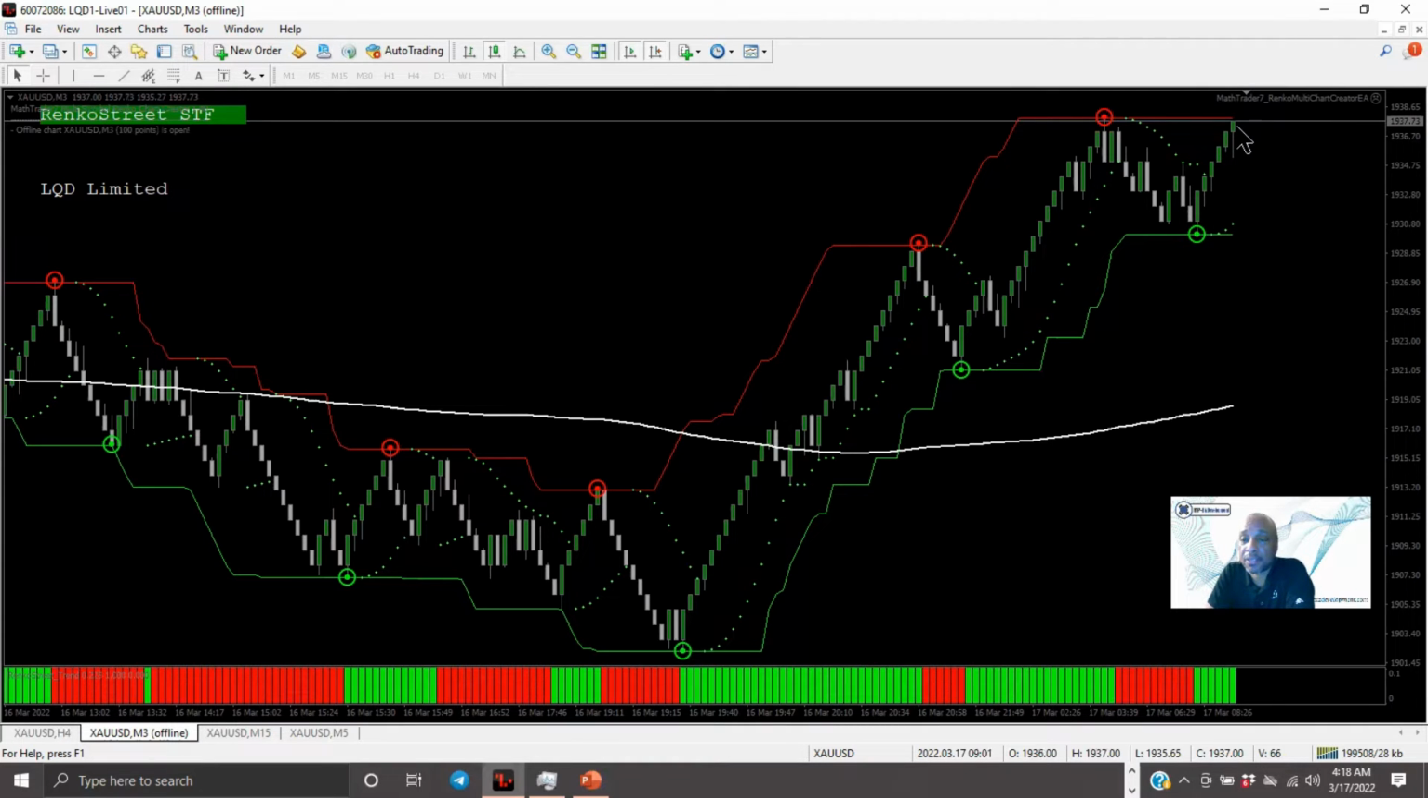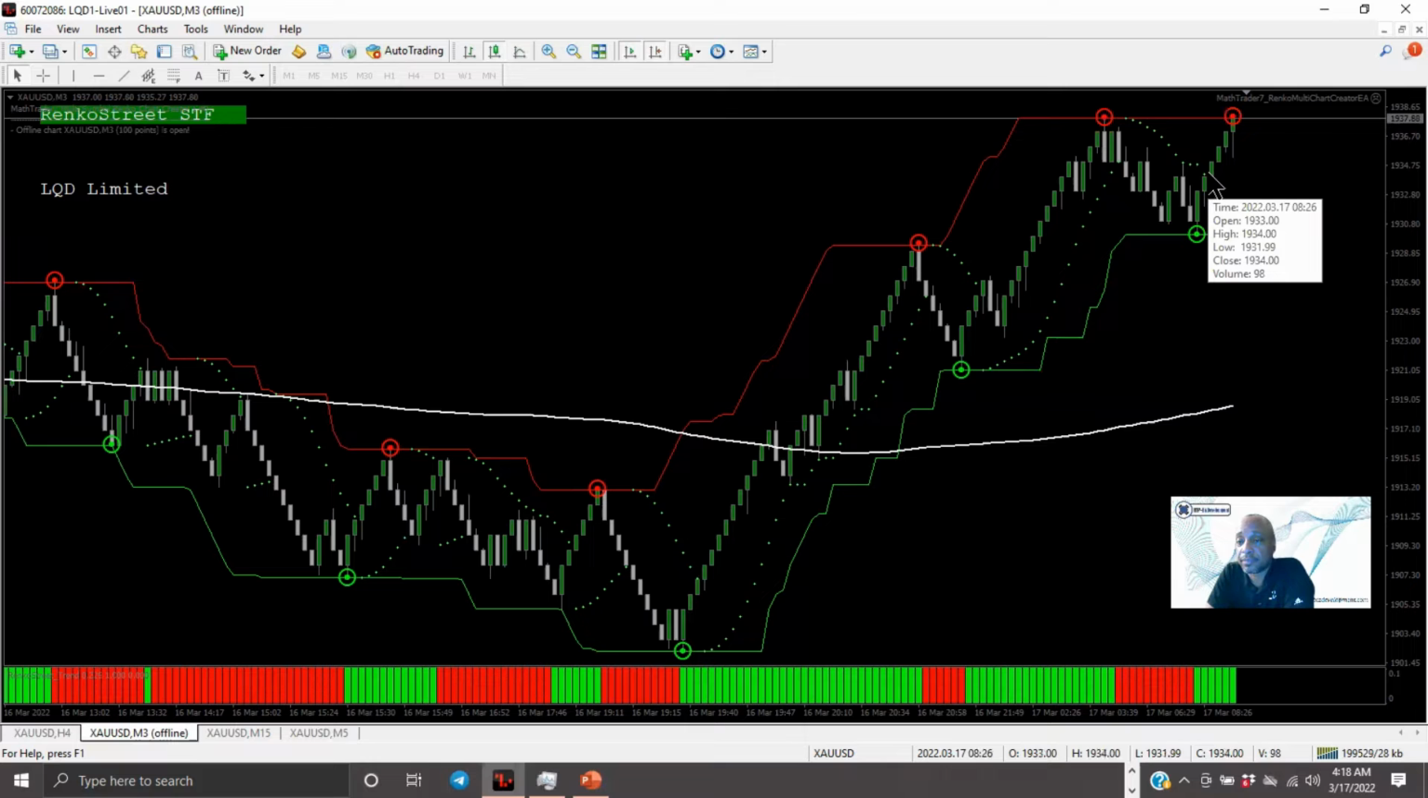So let's go ahead and see what's going on. We're at the top of the range for gold at this time at 1937.71. And there again, it's positive and it's above the SAR. It looks like it wants to have a breakout.